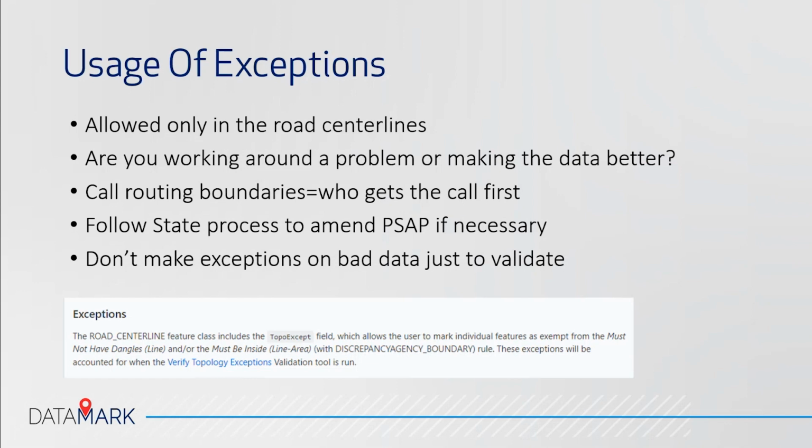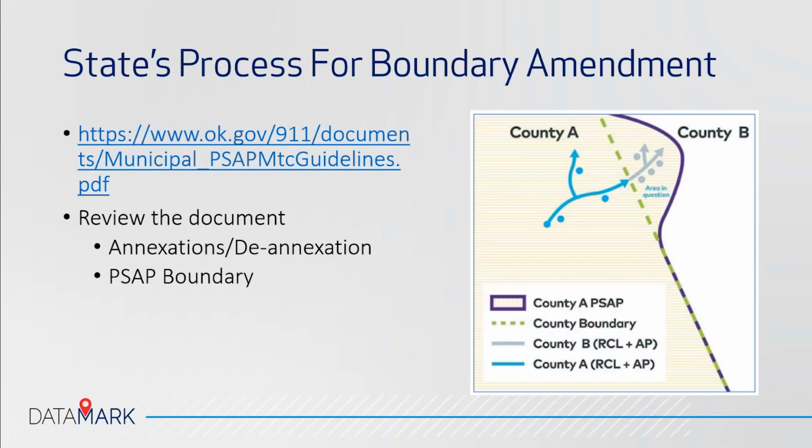Some of them will be both. Like when we look at that other example, this is an example of a road that dead ends where that gray arrow stops, but it's also outside of the discrepancy agency boundary if we are assuming that the green dashed line is also a discrepancy agency boundary. So it would actually be both. It's going to be an exception to both. We're just kind of pretending that the county adjustment, the PSAP line, is not there. But if it's a dead end, it's considered a dangle, and you have to fix that in the data.